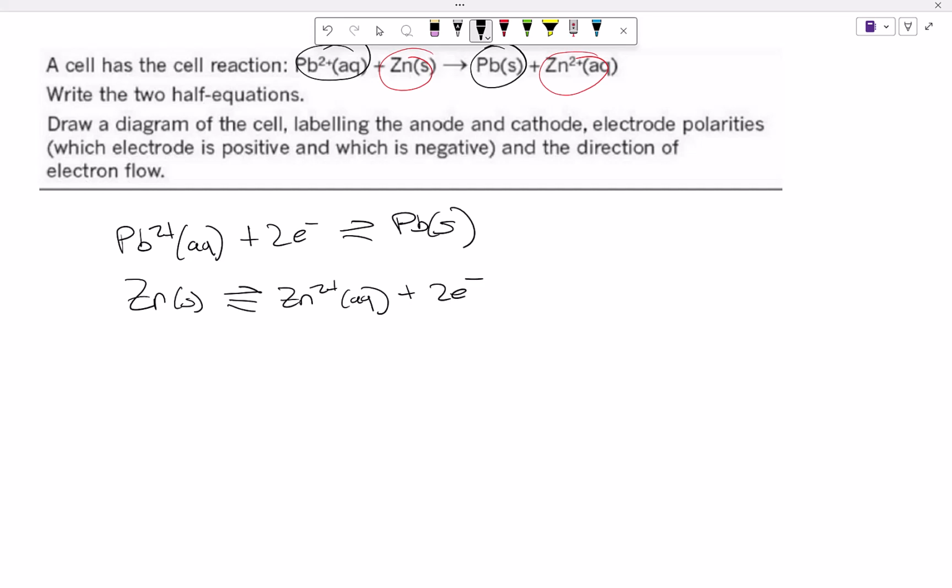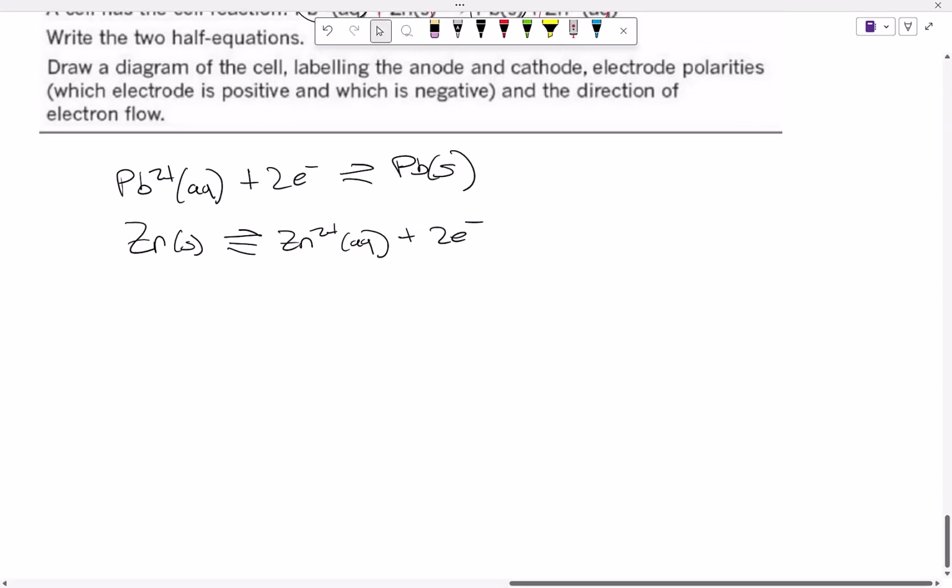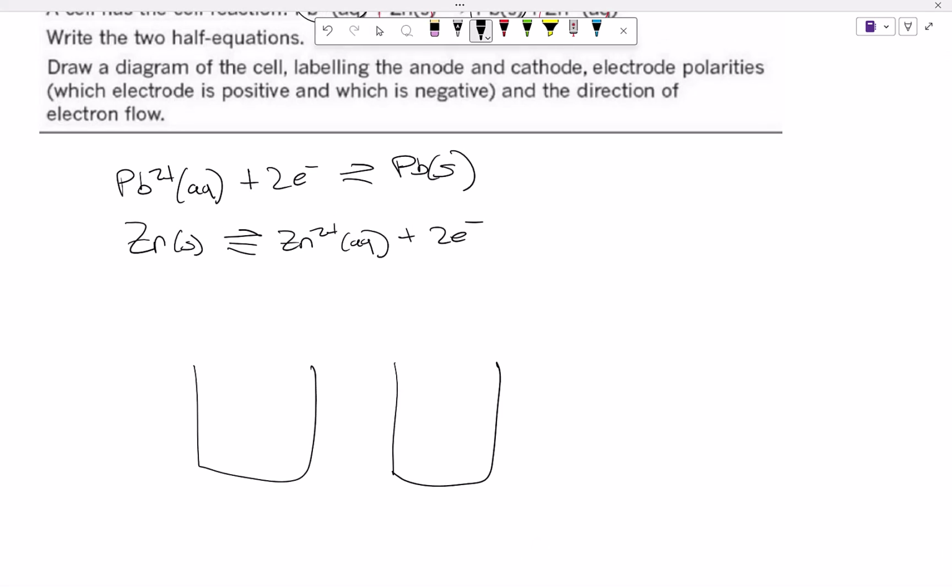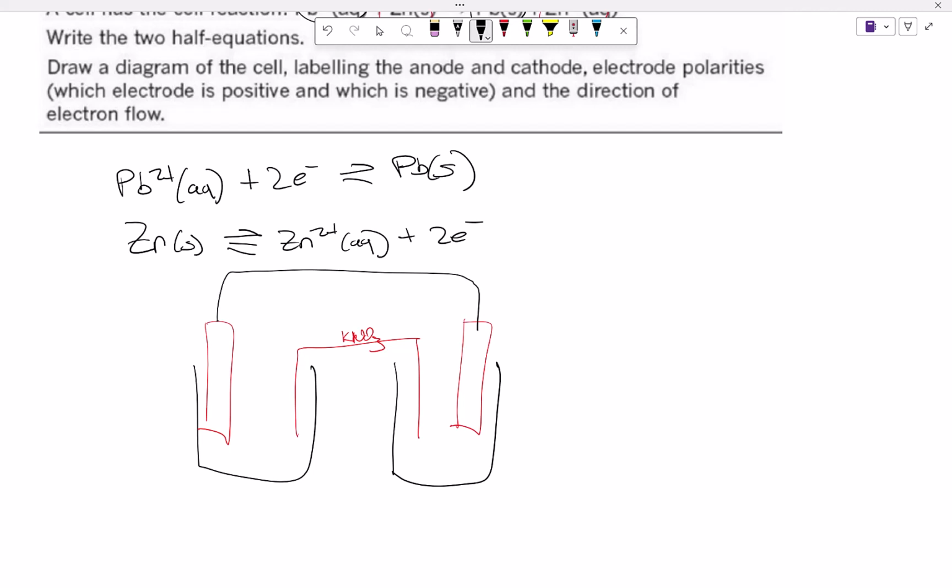So it says label anode and cathode, so let's draw this. It's good practice to just get used to drawing these. Salt bridge, call it KNO3, is a nice one to always use. I've got my wire across there. Now, just because I like to put it over here, I'm going to put my anode over there and my cathode over here, which means electrons are flowing in that direction.